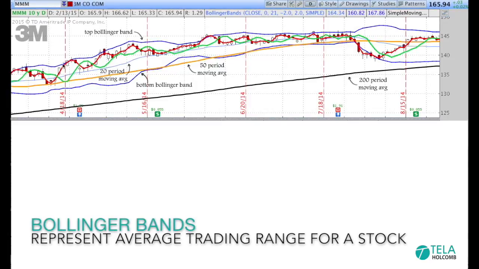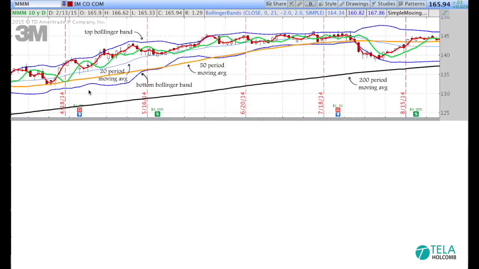And what the Bollinger Bands are tracking, they kind of track the high price movement and the lowest price movements over the time frame or over the life of the chart.